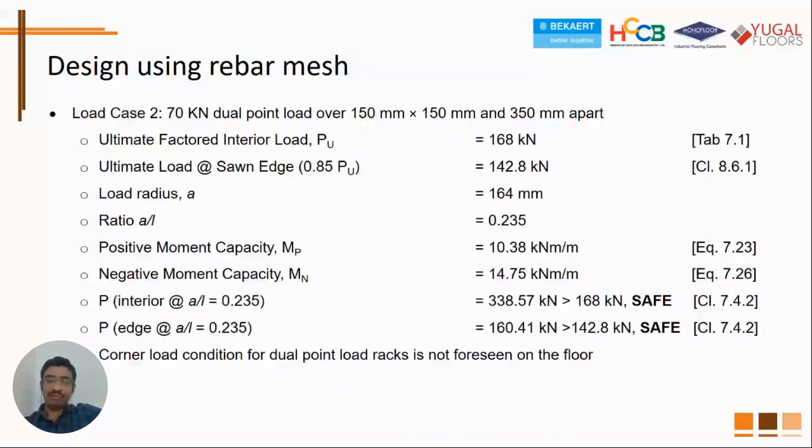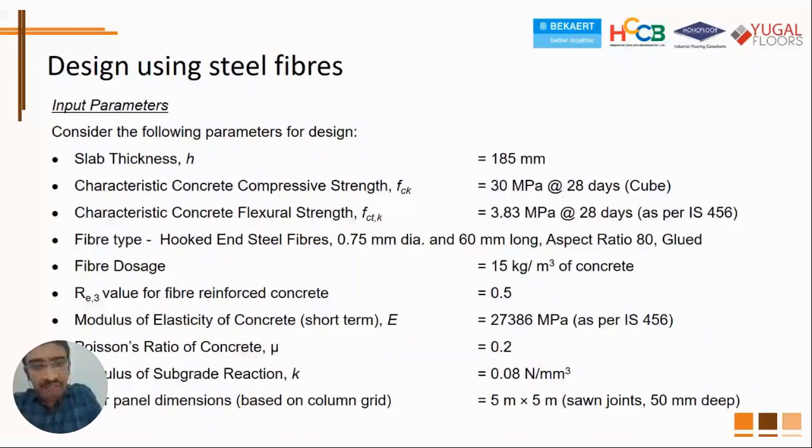So again, light, sort of at the limit. You do have a breathing space, but at the limit. The same thing when you apply using steel fibers, we have the same parameters being looked into. And here we are taking something like 15 kgs per cubic meter of fiber dosage of a particular fiber type, which is imparting an RE3 value of 50% or 0.5, that's the ratio, and all other parameters remain the same.